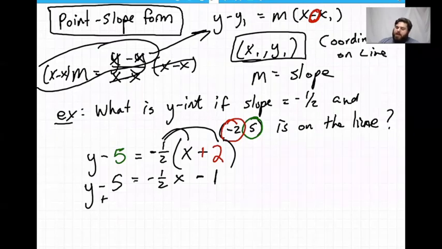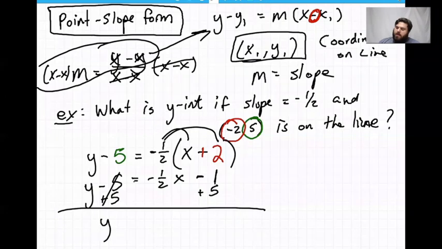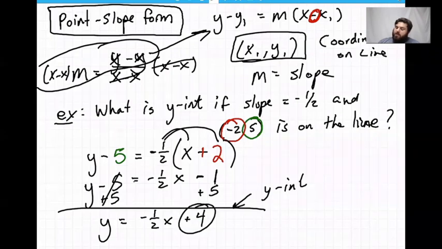Okay, so my last step is to get y by itself, because remember, I'm not allowed to use that form until I've got y by itself. That makes this +4. That means my y-intercept is +4. Okay. All right. That's that one.